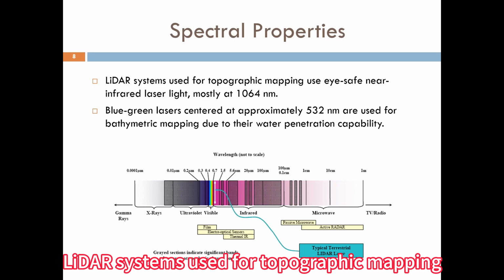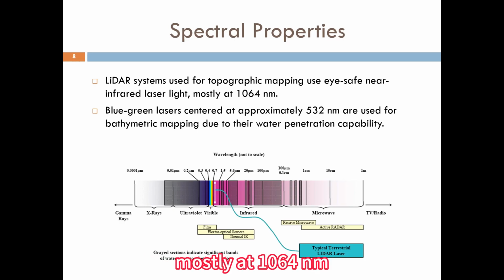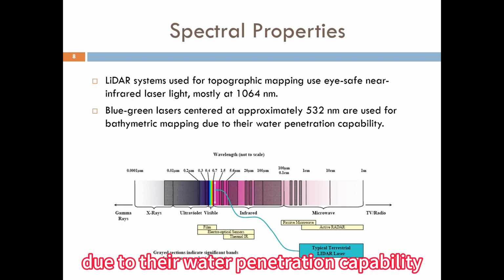LiDAR systems used for topographic mapping use eye-safe near-infrared laser light, mostly at 1064 nanometers. Blue-green lasers centered at approximately 532 nanometers are used for bathymetric mapping due to their water penetration capability.